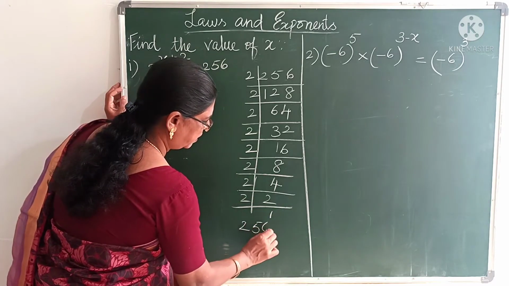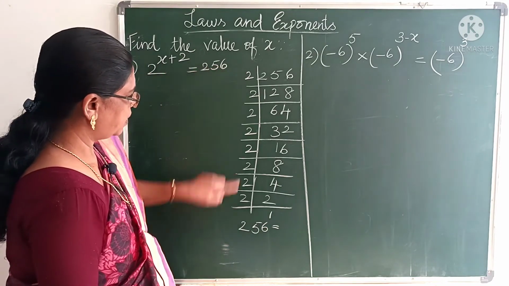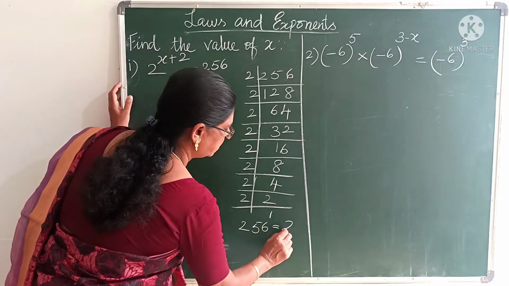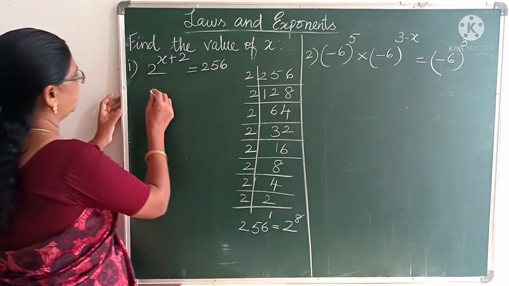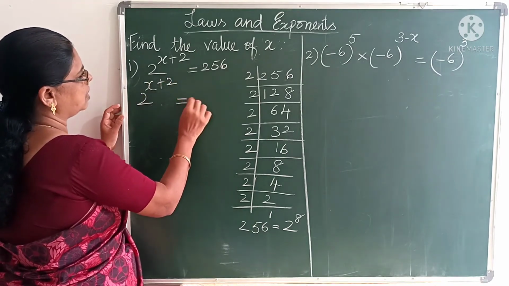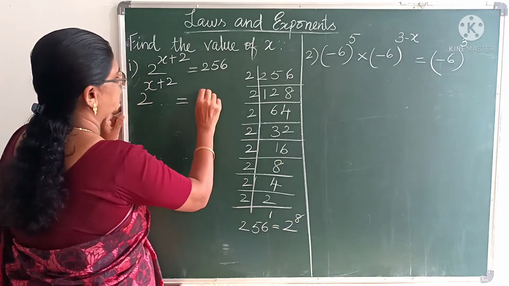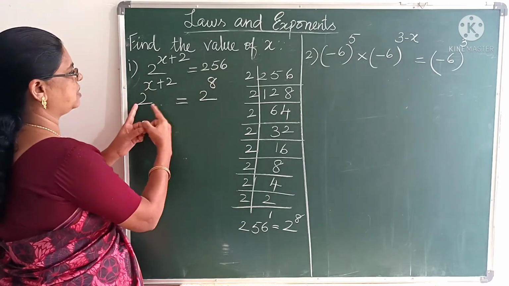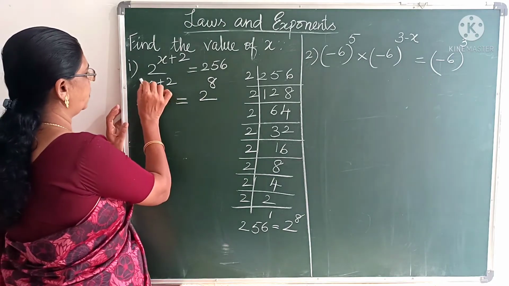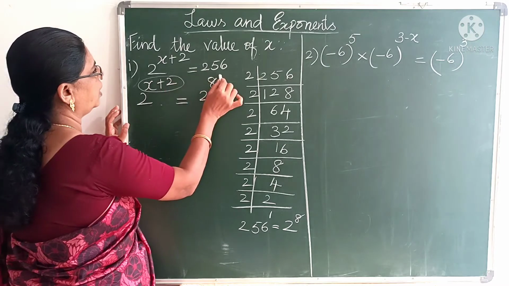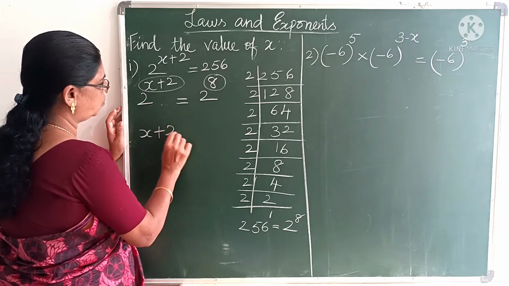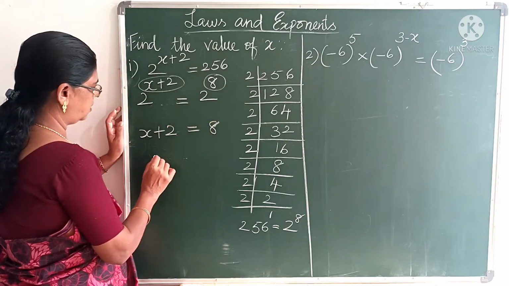So 256 is equal to, how many times is 2 taken? 1, 2, 3, 4, 5, 6, 7, 8 times. So it is 2 power 8. Next, 2 power x plus 2 is equal to 256, which is equal to 2 power 8. On both the sides the base is the same. Now let us take x plus 2 and 8. So x plus 2 is equal to 8.